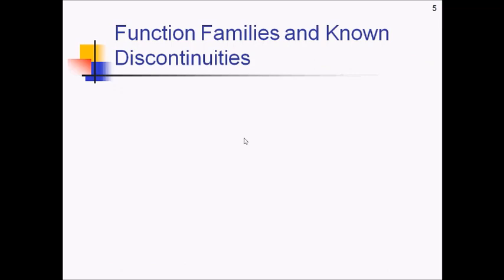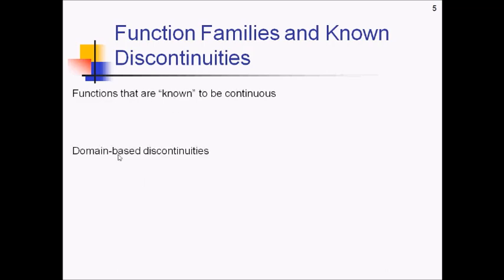Now that we've talked about some of the types of discontinuities out there, we're going to talk about some of the types of functions that have discontinuities, function families. So I classify these into 3 categories. We've got functions that are known to be continuous. We've got functions that have domain-based discontinuities. They're discontinuous because they don't exist at certain spots.